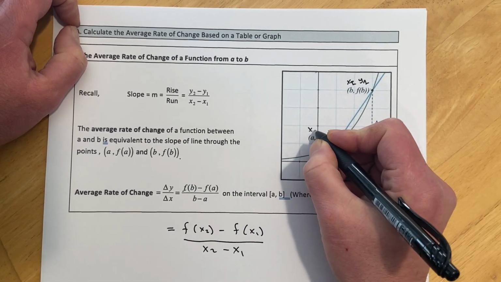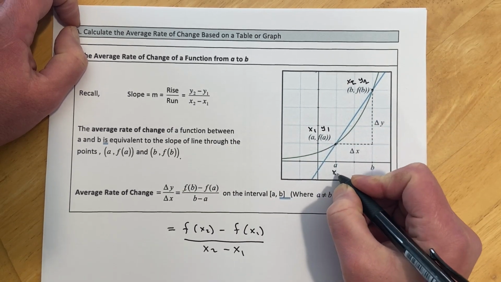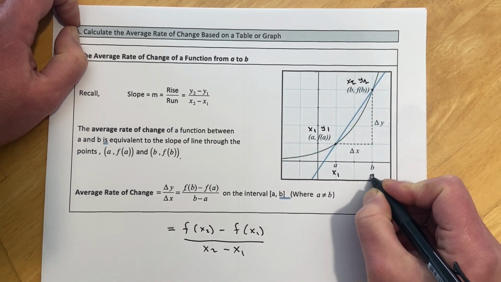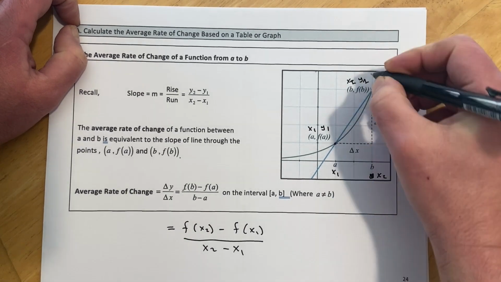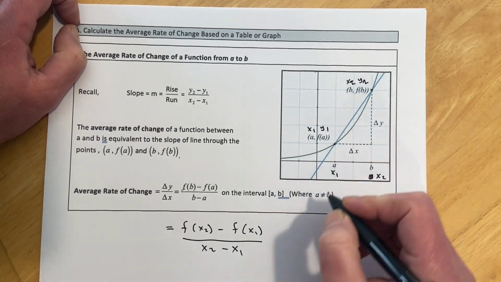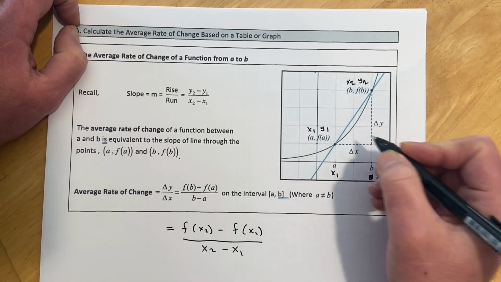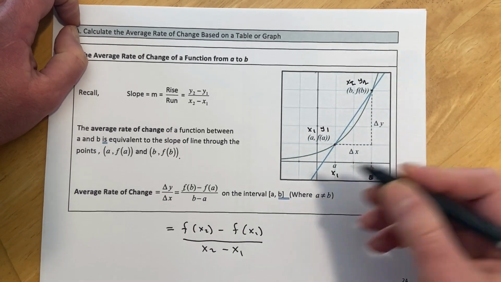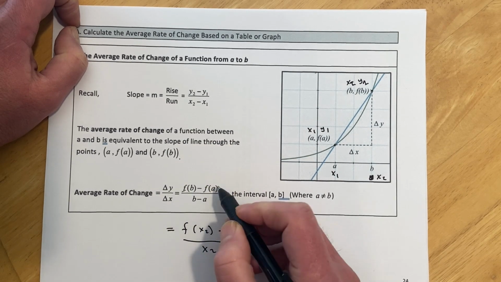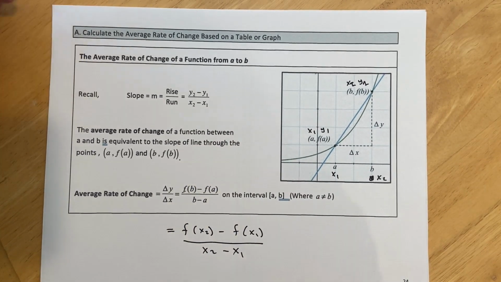And then this would be my old X1, Y1. So this is like X and X2. I put in X2, I get out Y2. I put in X1, I get out Y1. But now we're putting in A, getting out F of A, putting in B, getting out F of B. So that's what this is showing right here. It's just like our Y2 minus Y1.